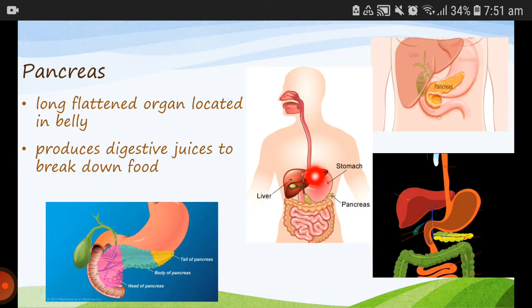Now what does the pancreas do? The pancreas produces digestive juices to break down food, okay. You studied that in the stomach digestive juices are released to break down the food, right? So basically the pancreas produces these digestive juices to break down the food. So that is the function of the pancreas, okay.